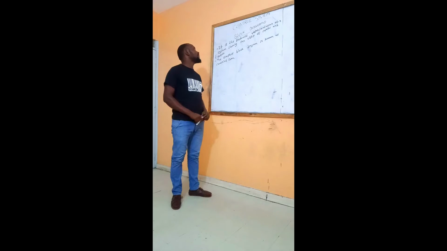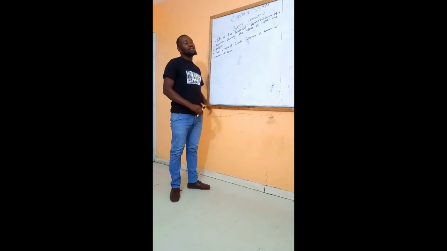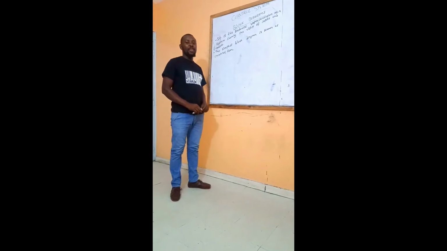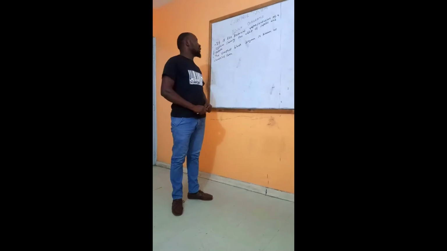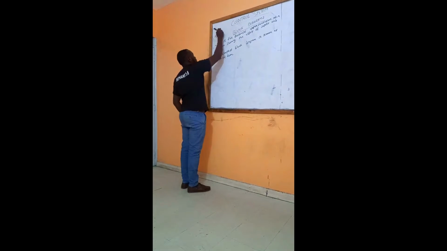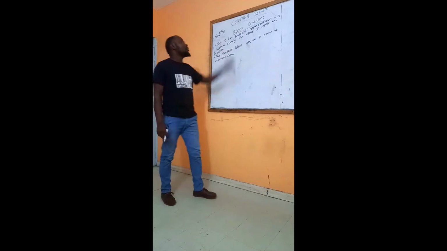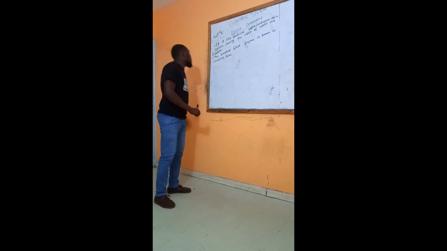Today we shall talk about control systems. This is a unit in electrical engineering, year 2 diploma in electrical engineering, and this is our topic 2. Topic 2 is block diagram. So right away, let us start on block diagram.